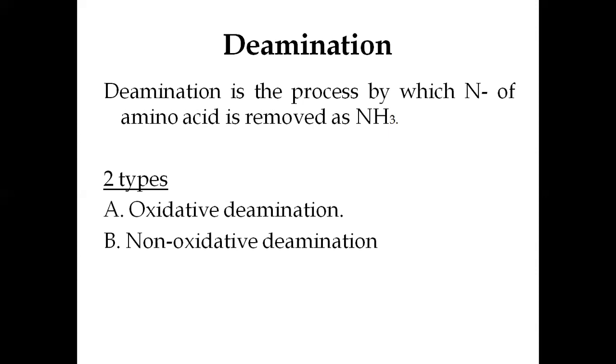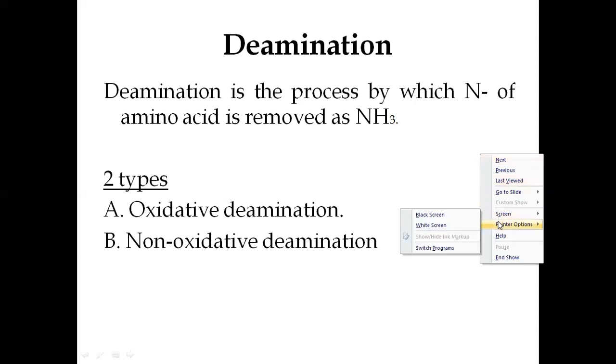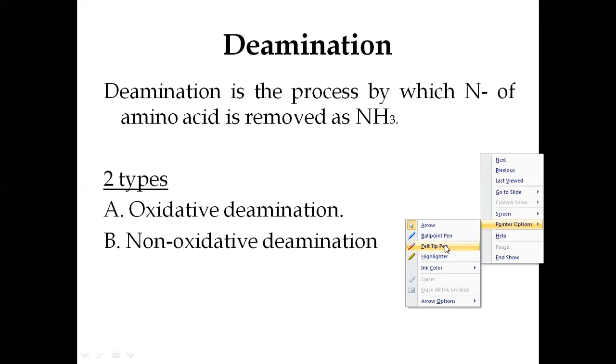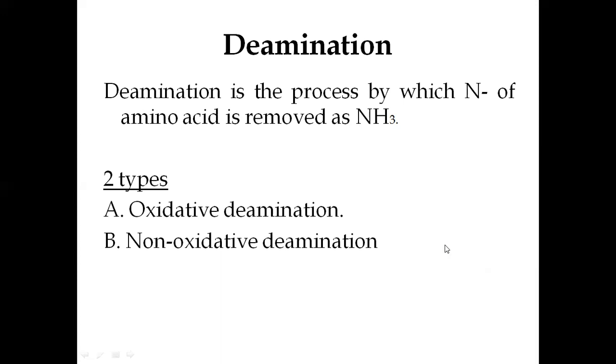The deamination is the process by which nitrogen of amino acid is removed as NH3. This deamination is of two types. One is oxidative deamination and another one is non-oxidative deamination. This oxidative deamination was studied by the scientist Krebs in 1935.